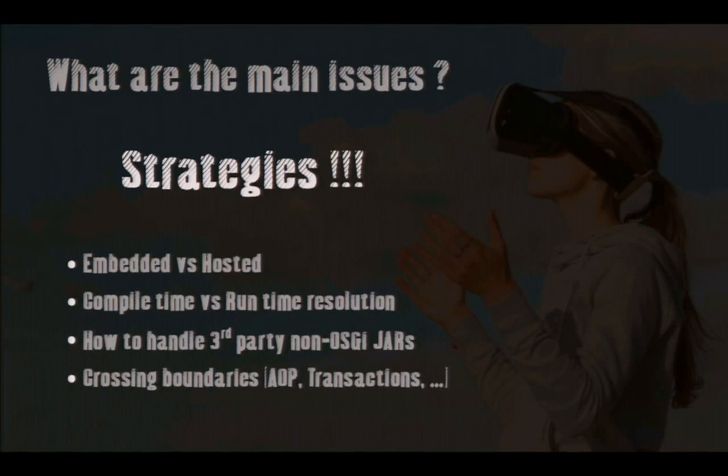And last but not least, at least with the customers I deal with, the ever-coming-up question is how you cross boundaries, how you do AOP, how you do transactions, how you do things that are out of the scope of a bundle. And obviously there are answers for that too, but none of those answers is obvious. None of those answers is easy to find.